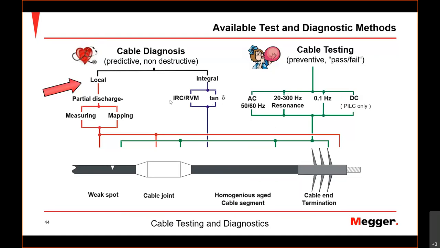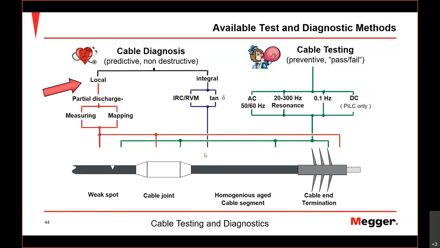There is also the isothermal relaxation current and return voltage method diagnostics, but they are more laboratory style. You can do it in the field, but it turned out that in the market everybody is now using tan delta. It is the typical measurement to go for cable material, and that's very important, as we will see throughout the presentation today.